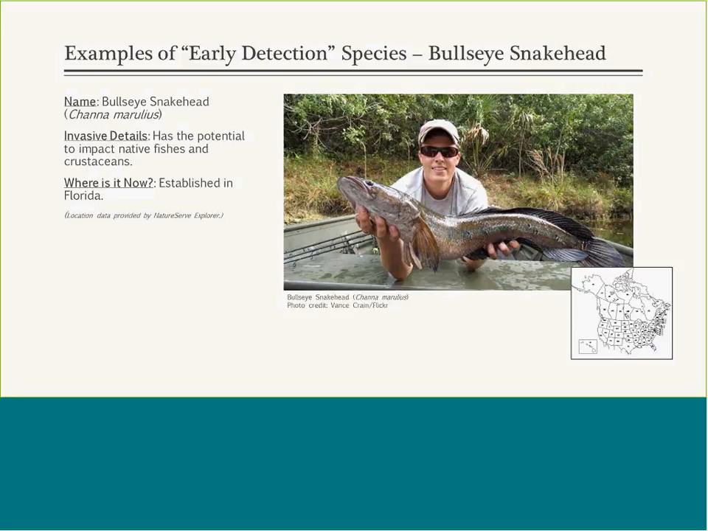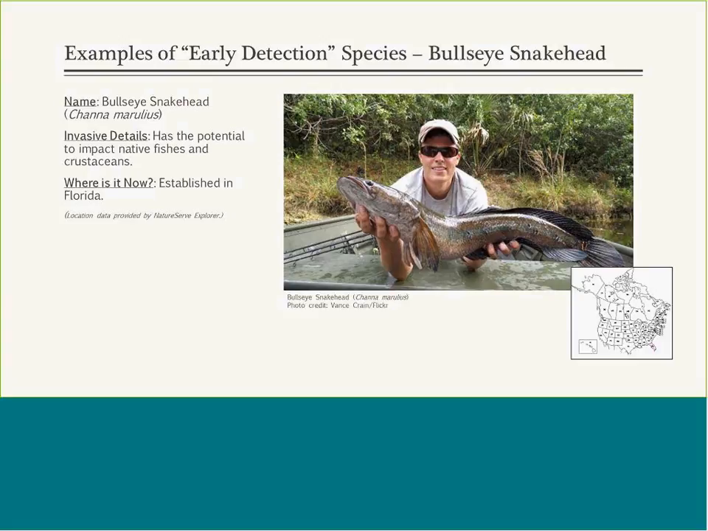The last example I'll show you guys of an early detection species is this particular fish. It's called a bullseye snakehead. This one has the potential to impact a lot of our native fish species as well as crustaceans. Even though it's not near Pennsylvania, it's established in Florida. Again, it's one to have on your radar. If it is found, we really want to know about it.